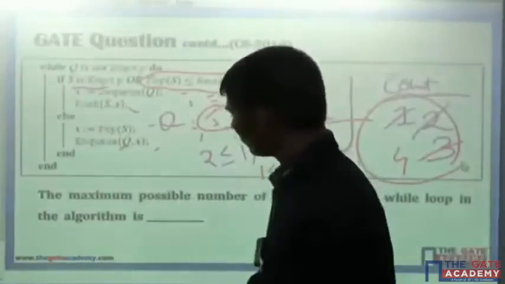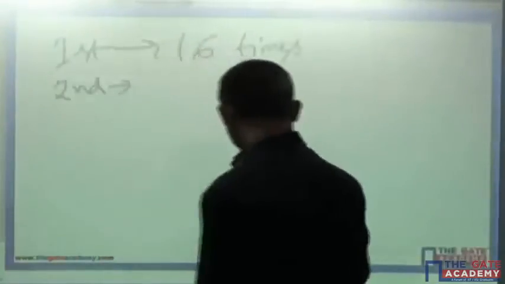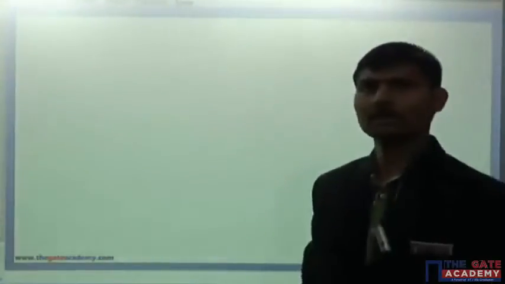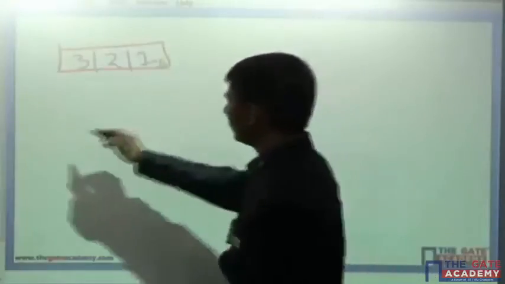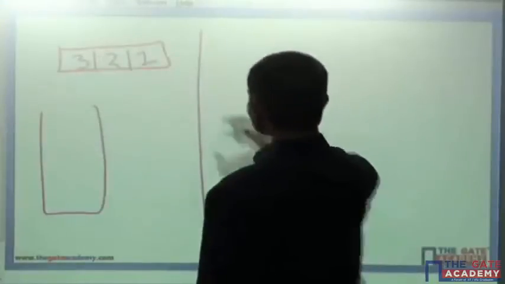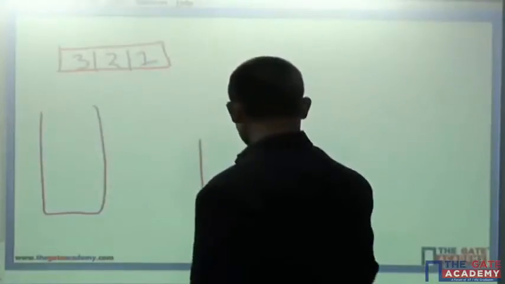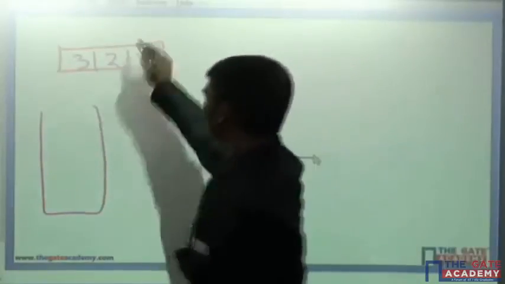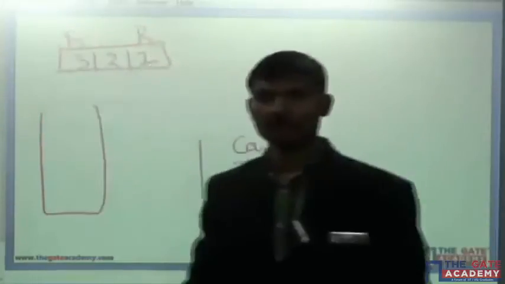Let's take another example. Suppose there are 3 elements, then how many times will it execute? Then we can make some analogy for n elements, how many times it can execute. So suppose there are 3 elements, and the elements in the queue are in this order 3, 2, 1. This is the stack, and here I am maintaining the count. Initially this is my rear, this is my front. So start the algorithm.